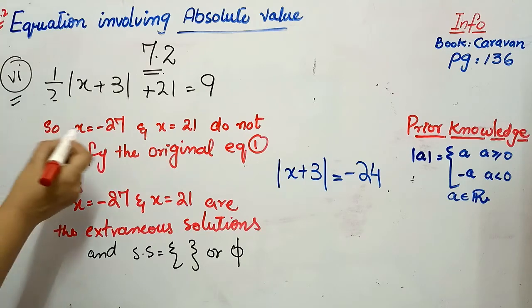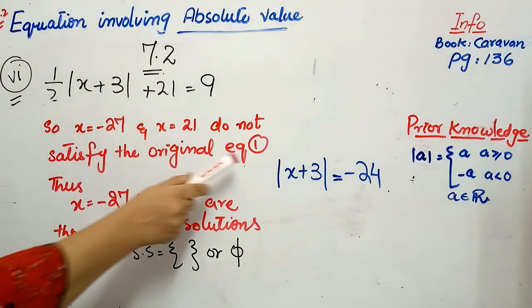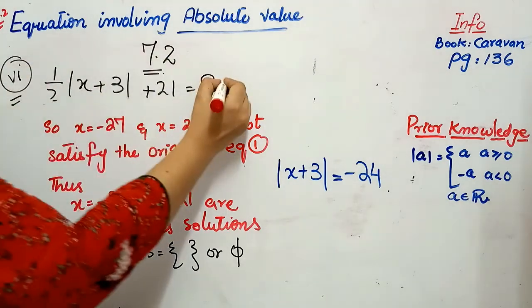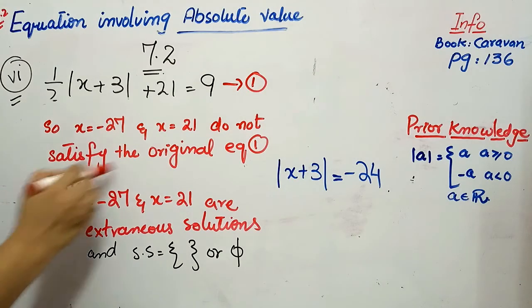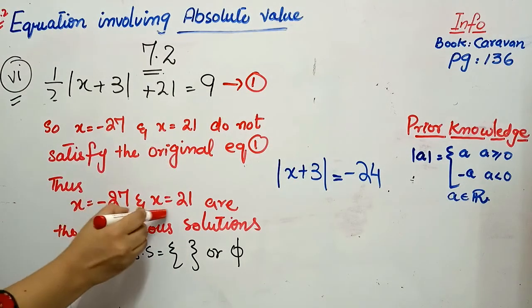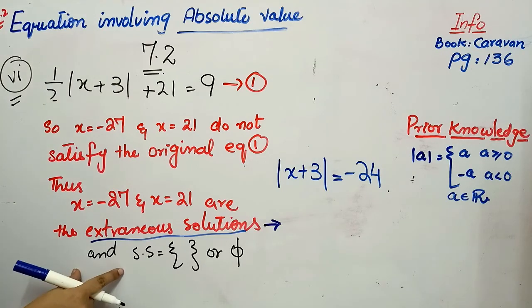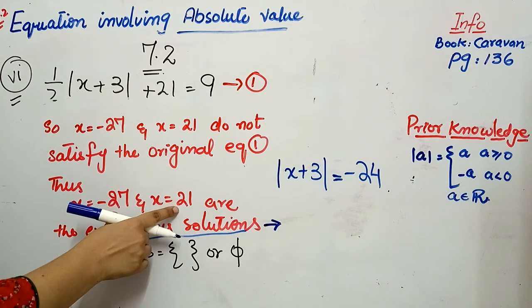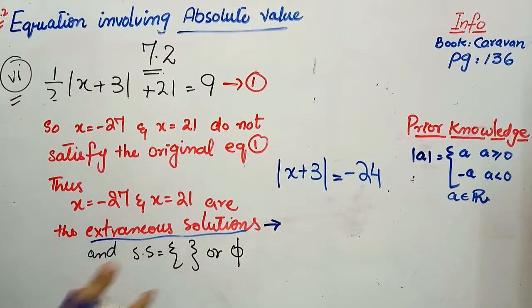Both x is equal to minus 27 and x is equal to 21 do not satisfy the original equation 1. So that's why x is equal to minus 27 and x is equal to 21 are extraneous solutions. They are not the original solutions, they are actually additional solutions. When we have solutions which do not satisfy the original equation, that is an extraneous solution. So we have to write the solution set is equal to empty.